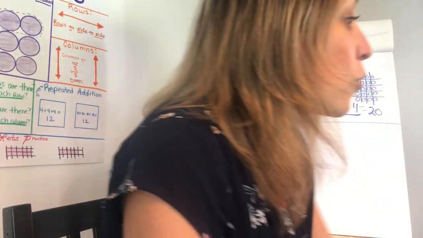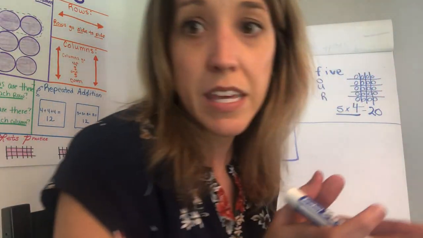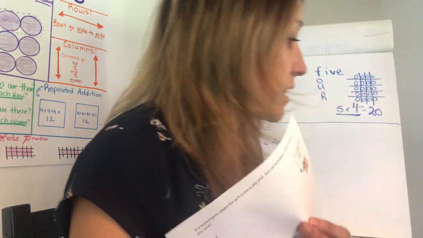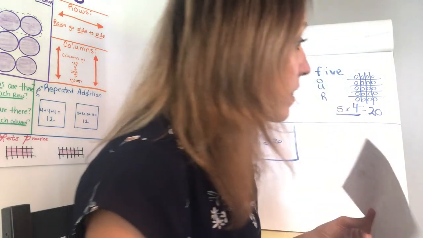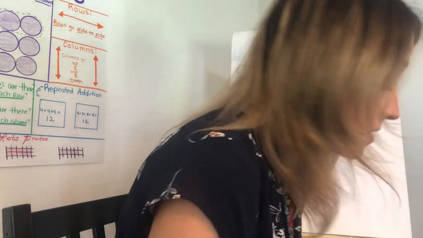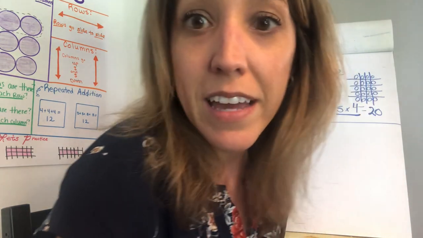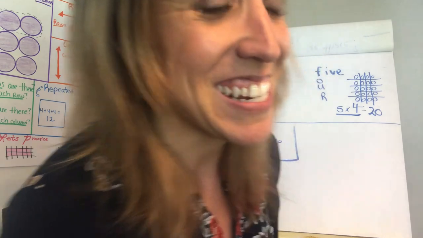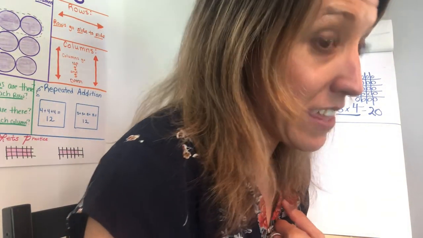Okay, friends. We are going to do our exit slip together. We're going to work together to finish our exit slip so that we can be done with our math lesson for today. It's just going to be us. All right, our exit slip for today. I'll go ahead and read it. Thank you for wanting to read it, but I'm going to go ahead and read it today.